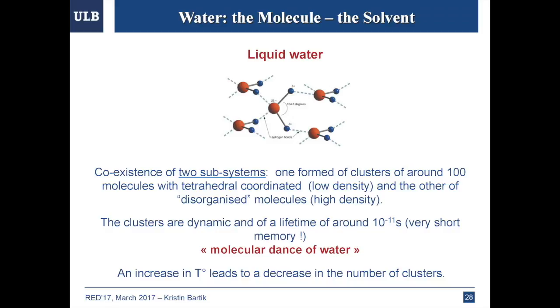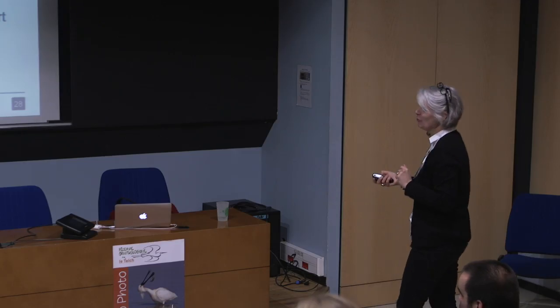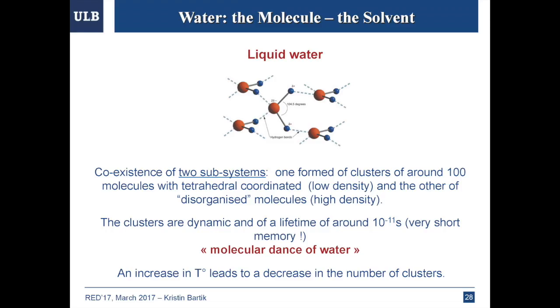So for those of you who are old enough to remember the huge debate about the memory of water, water has a memory, but it's very, very short. Suffering from extreme Alzheimer's, any form of structure there lasts 10 to the minus 11 seconds. And in this model of 2 subsystems, of course, if you increase the temperature, you're going to decrease the number of these low density clusters and have a higher number of disorganized molecules. So naively you would expect the coordinated molecules to be in a higher density?